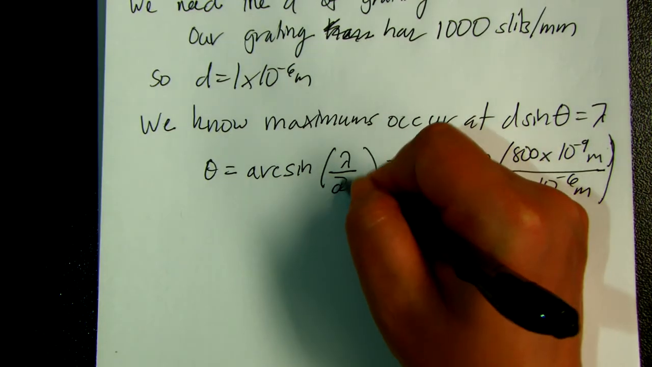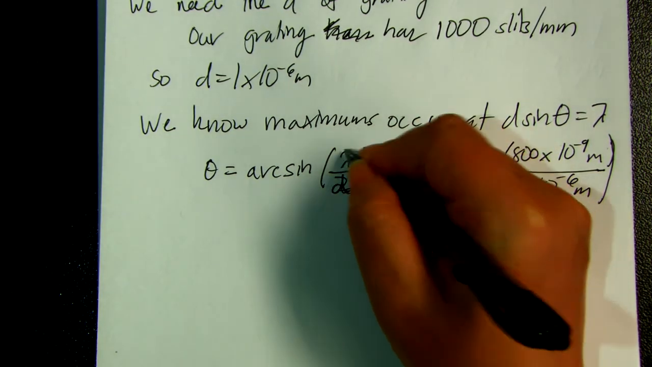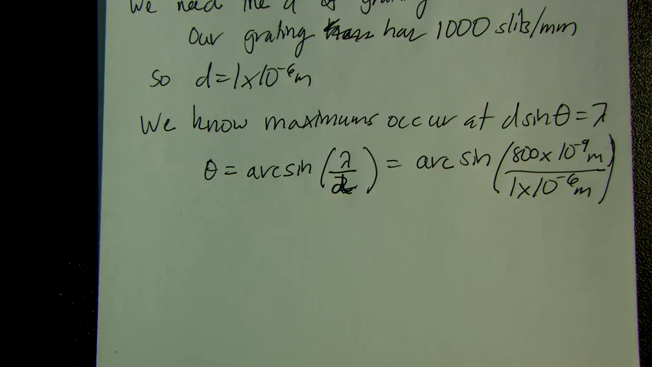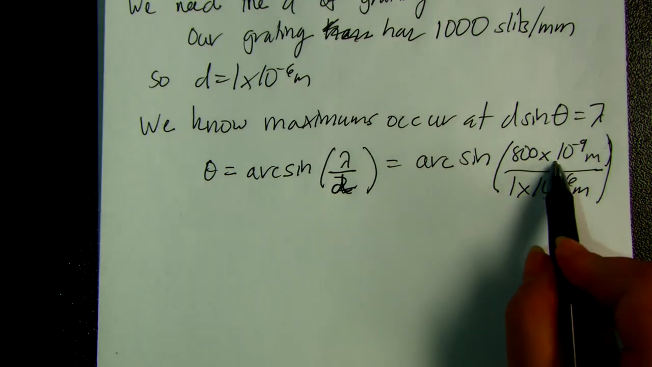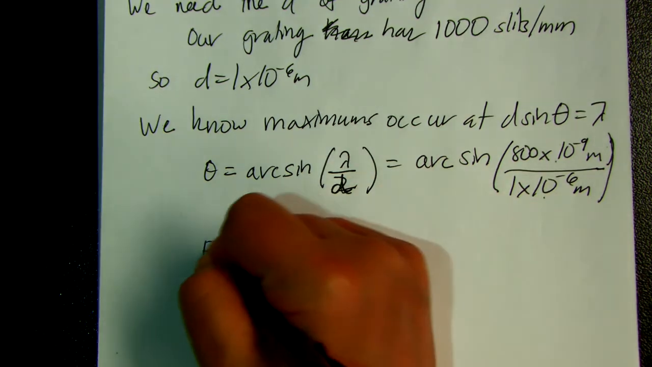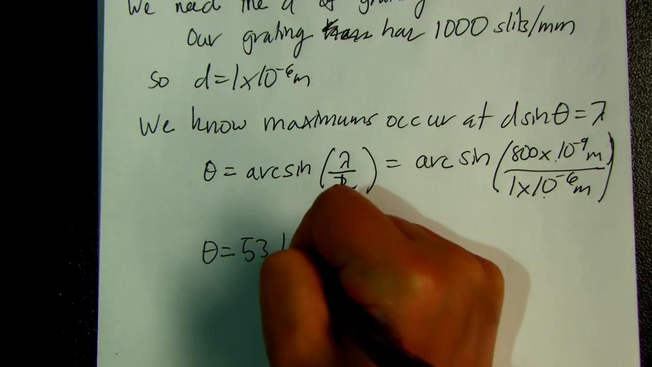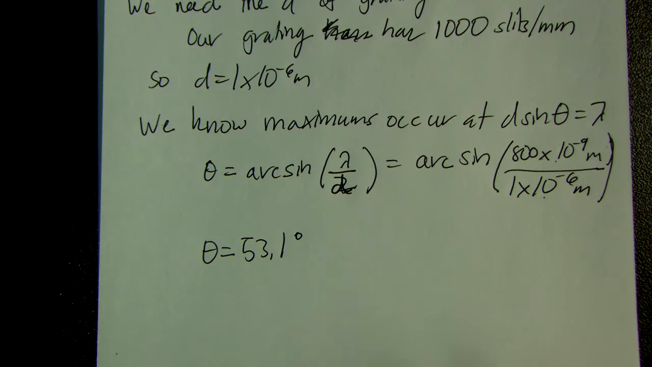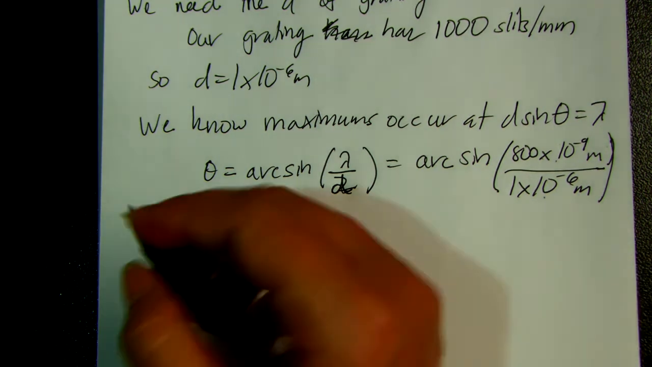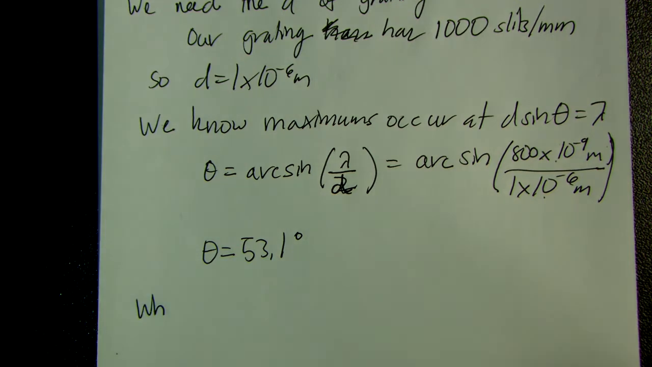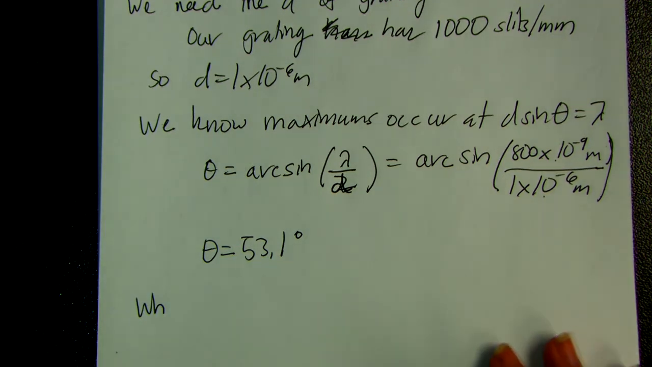1 times 10 to the minus 6 meters. All right, so there we've just plugged in. Oh, sorry, that was lambda over d. So we've plugged in our d here, we've plugged in the wavelength of light here, and therefore theta is equal to 53.1 degrees for this wavelength of light. So at theta equals 0 we'd see something, but then we would see another constructive interference at 53.1 degrees. And again, make sure your calculator is in degrees, not radians.